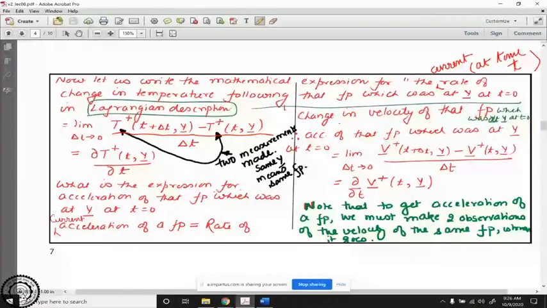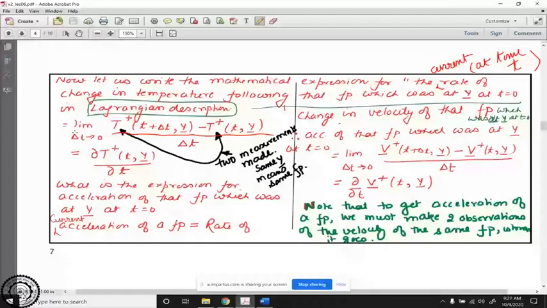Now let us write the mathematical expression for this sentence I am putting: the current, meaning at time t, rate of change in temperature following that fluid particle, which was at y at t equals 0. This is a relevant question that can be asked in Lagrangian description. Lagrangian description has independent variables y and t, and that is what is respected here. The person asking says rate of change of temperature following that fluid particle which was at y at t0, so he has chosen y as independent variable.